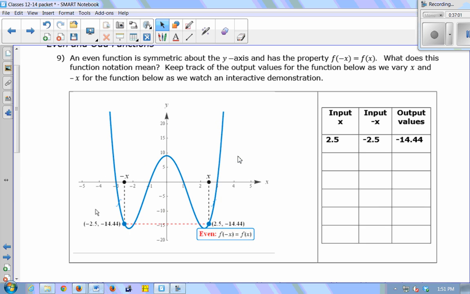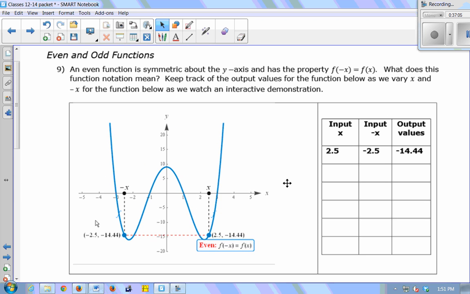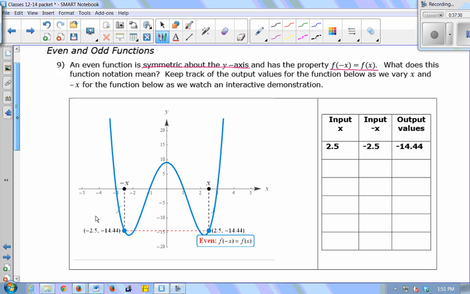So maybe I should write down the conclusions here, right? An even function is symmetric about the y-axis, and it has this property. We have to think about what this means. It means that when you plug in opposite x values, you get the same y. The y value when you plug in x equals the y value when you plug in negative x. Absolute value is an even function because it has y-axis symmetry and it has this property. When you plug in an x and a negative x, you get the same y. That's one function that has this property. There are lots of them.